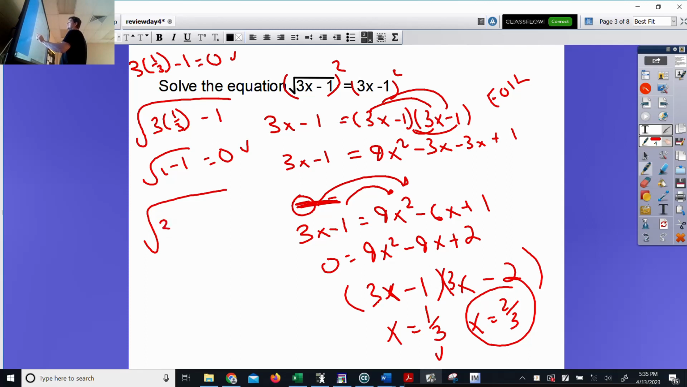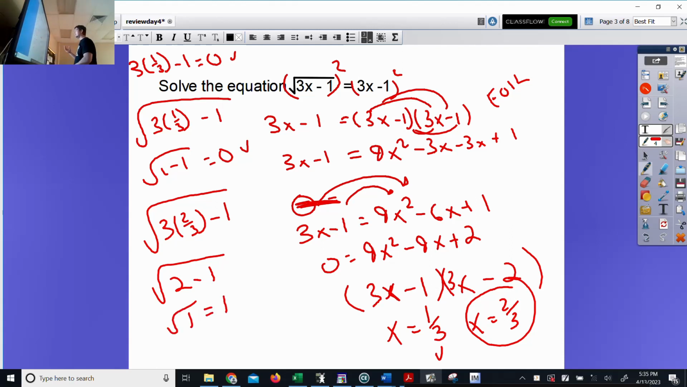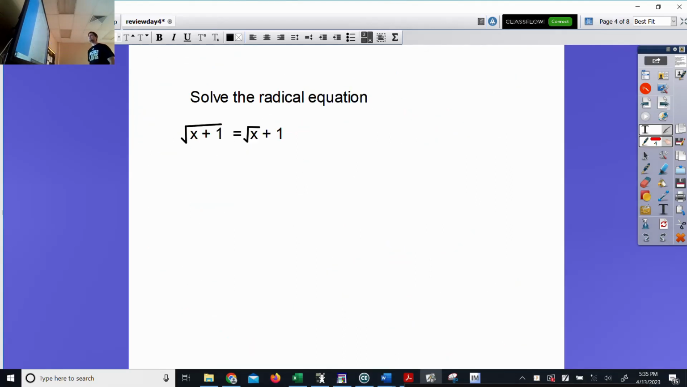If I use the 2/3, 3 times 2/3 minus 1 is going to give me the root of 2 minus 1, the root of 1, which is 1. Now on the right-hand side, 3 times 2/3 minus 1 is again 1. So these are both real. Neither one of them is extraneous. Extraneous is something you got to be on the lookout for. If we don't find one of the notes, I'll make one up.